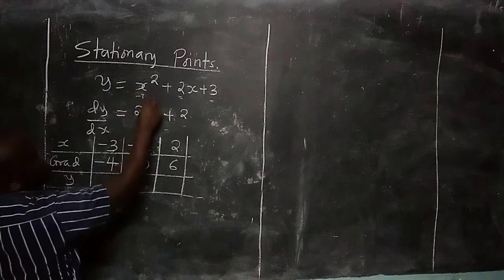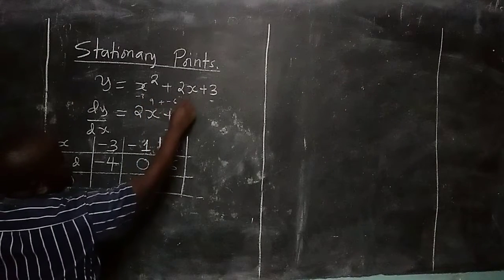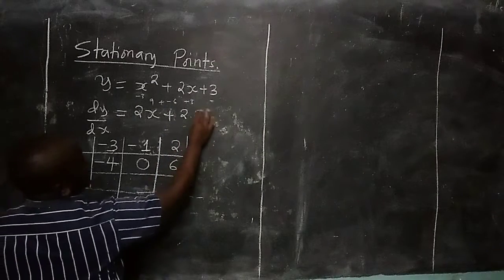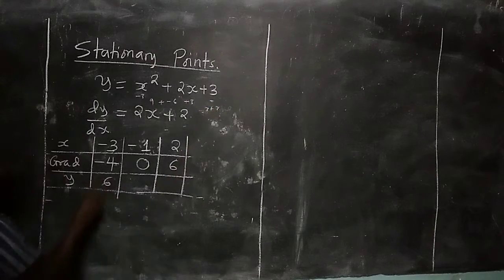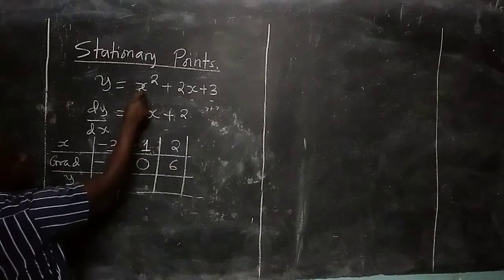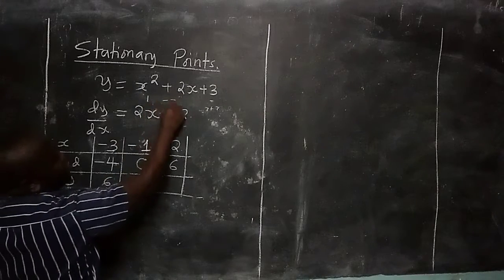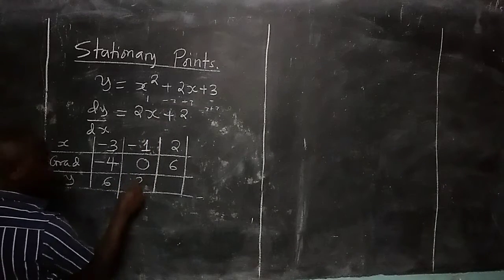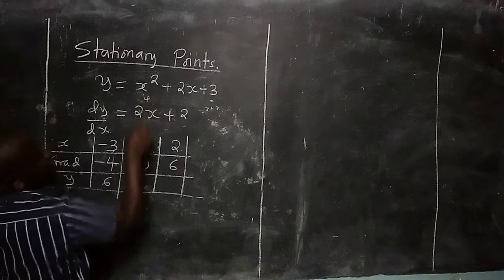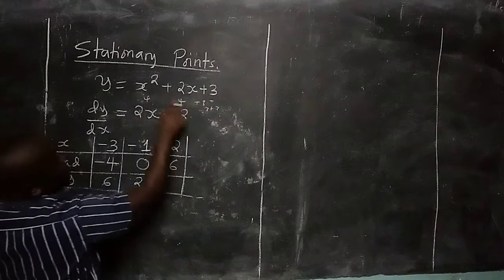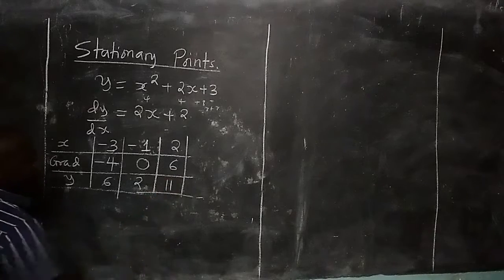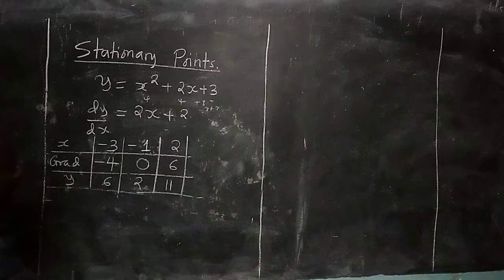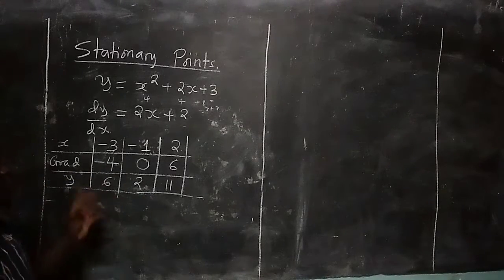Substituting negative 3 here, this becomes 9 plus negative 6 plus 3, so this is 9 minus 6 plus 3, which is 6. At this point, negative 1, here we will have 1 minus 2 plus 3. So this one becomes 4 minus 2, we get 2. Then when x is 2, this one becomes 4, this one becomes 4, this one becomes 3. Therefore, we will have 8 plus 3, 11. Therefore, these are the coordinates of y, these are the coordinates of x, and these are the values of the gradient.